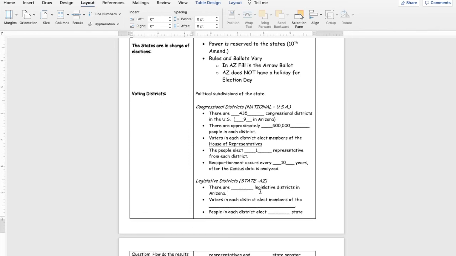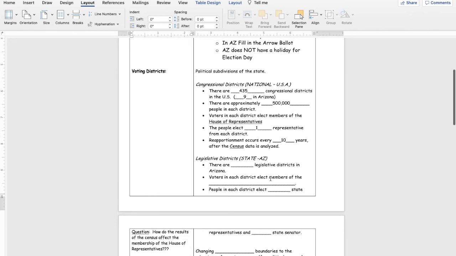Now, this is for the state governments, and this is very similar, but it's different. So in Arizona, we have legislative districts, and there are 30 legislative districts in Arizona, meaning we're going to have 30 different representatives across our state who make laws just for us. These guys make laws for AZ. These guys up here make laws for the USA.